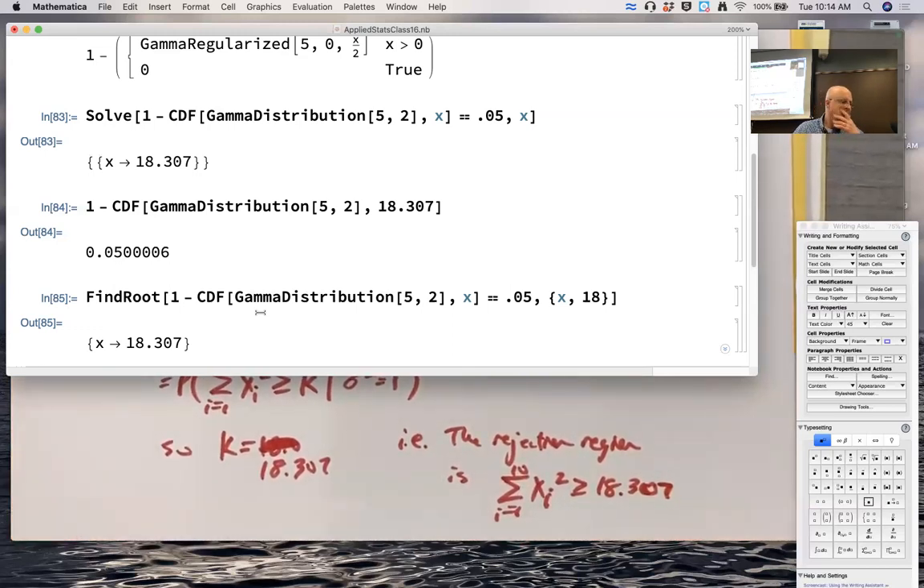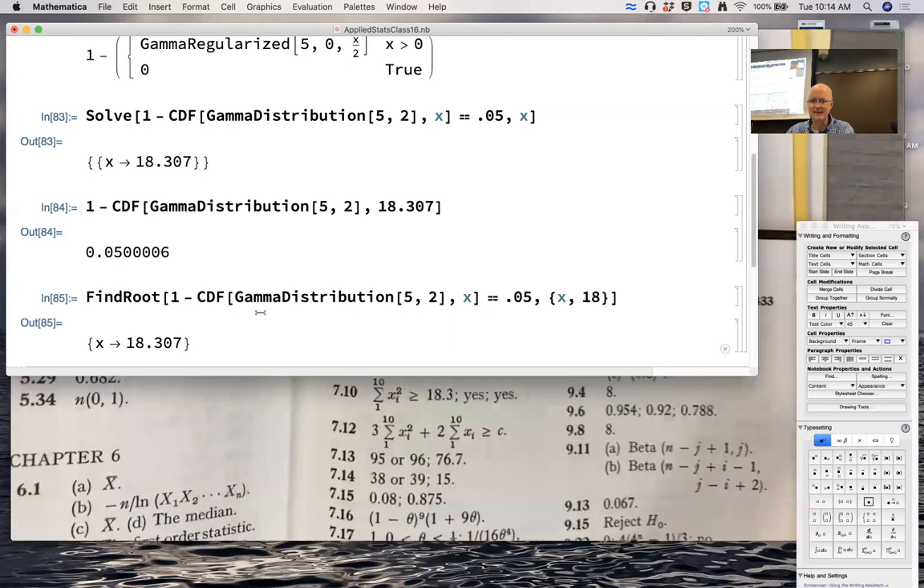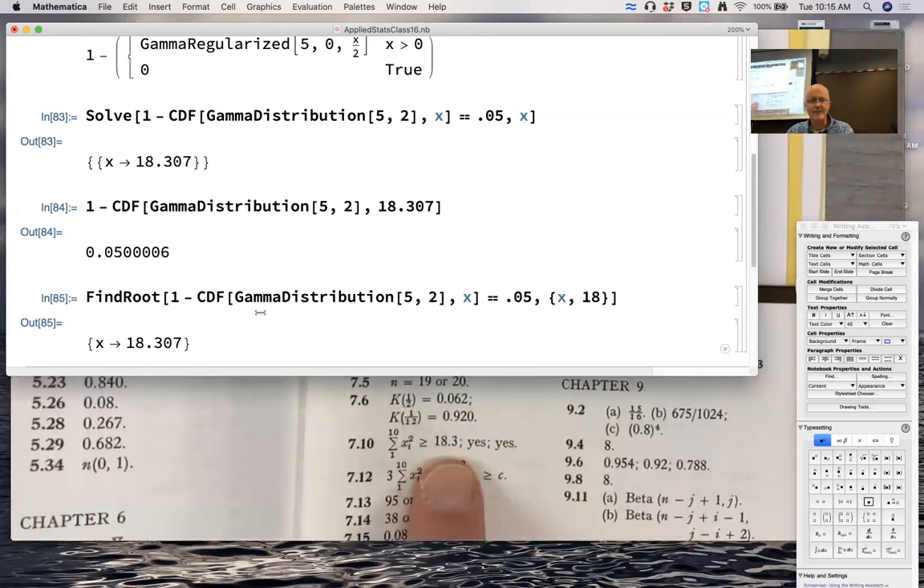Is that the right answer? I think so, if I recall correctly. That's right. Look in the back of the book. What problem number was this? 7.10. An even problem, the answer is there. Yep, there it is.